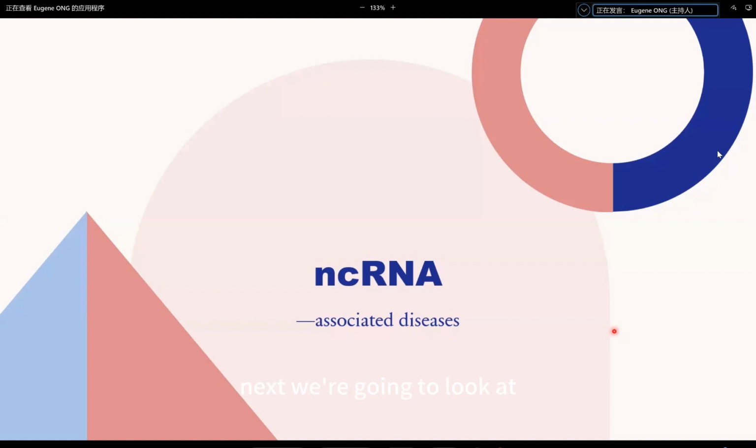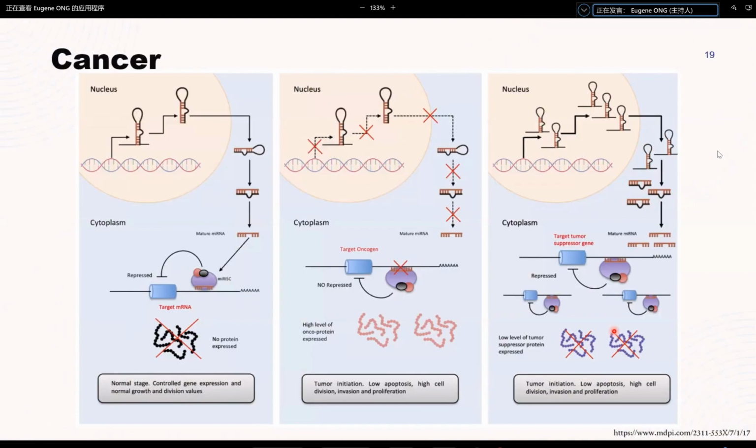Next, we're going to look at the roles of non-coding RNAs in diseases. Of course, cancer is a very common disease, especially in this master's mixed mode program. In the case of cancer, different types of microRNA can affect gene expression and thus control whether the cell becomes a normal cell.